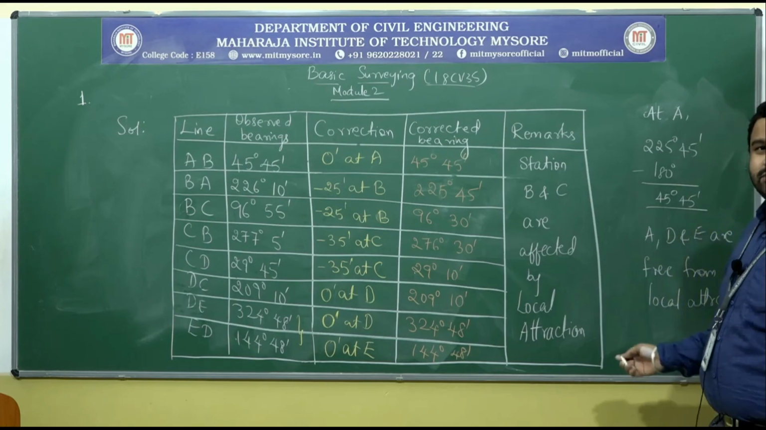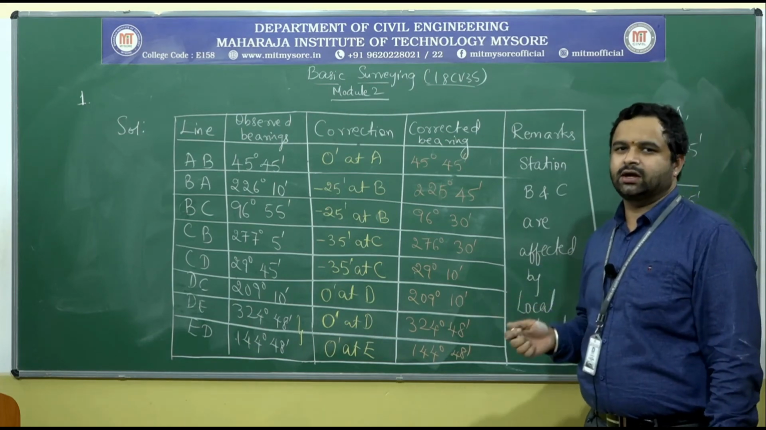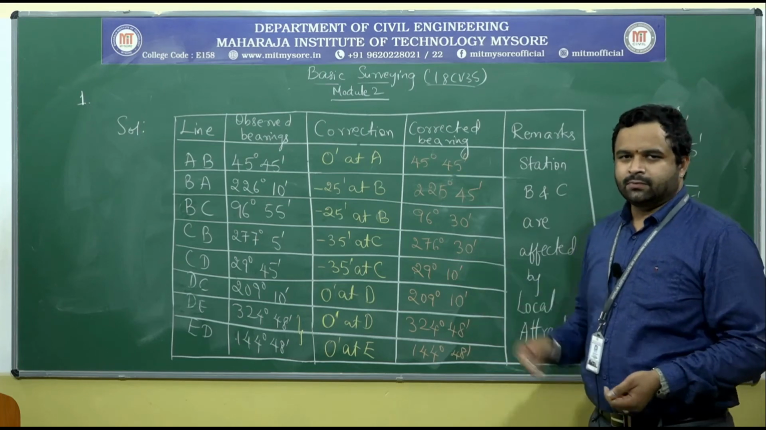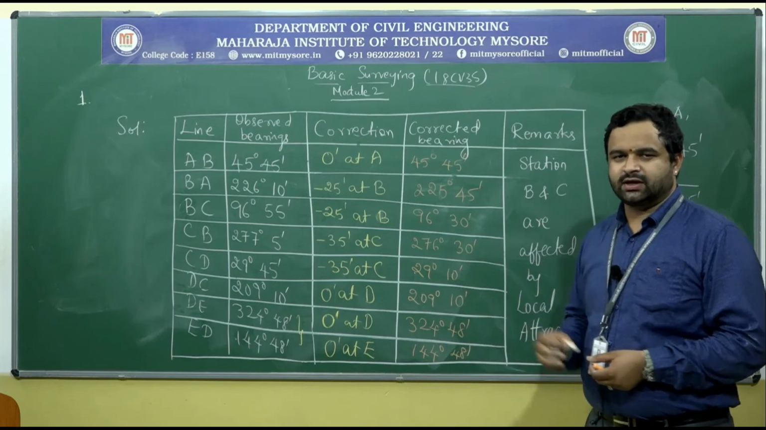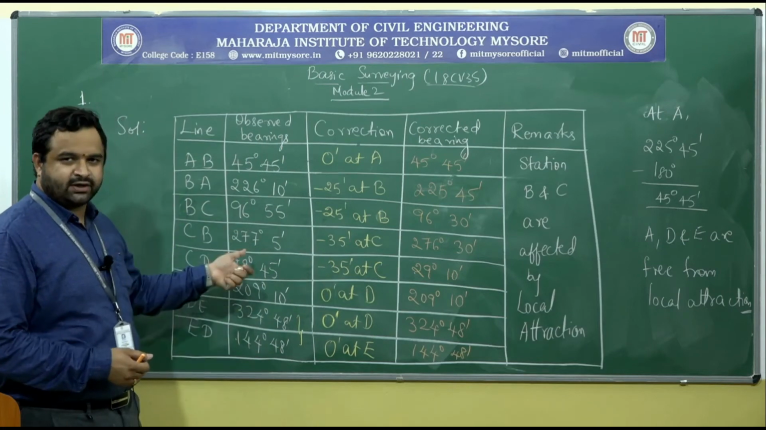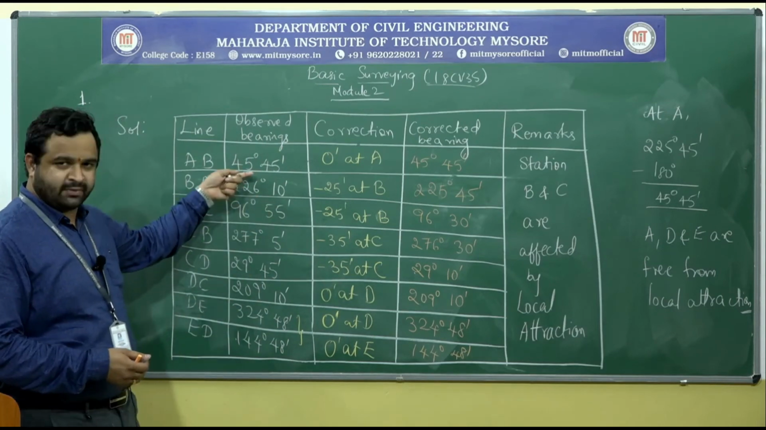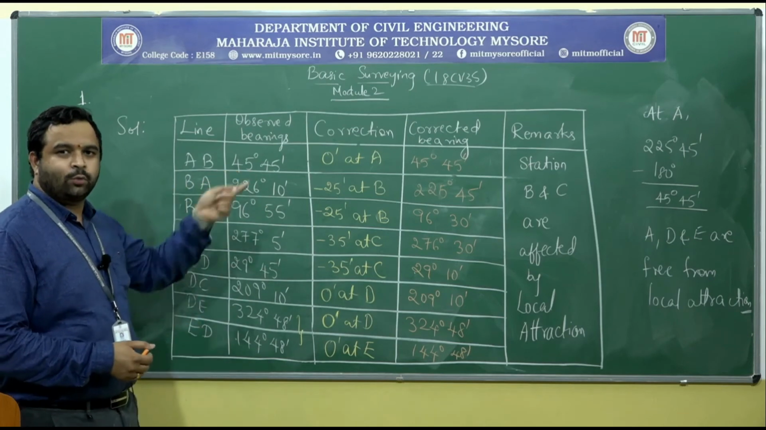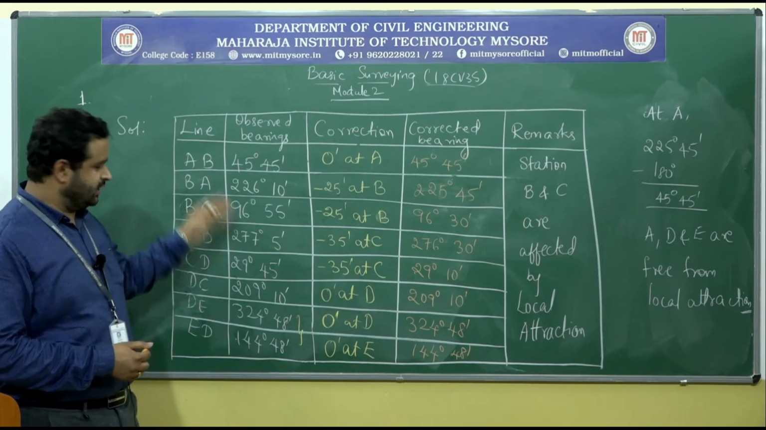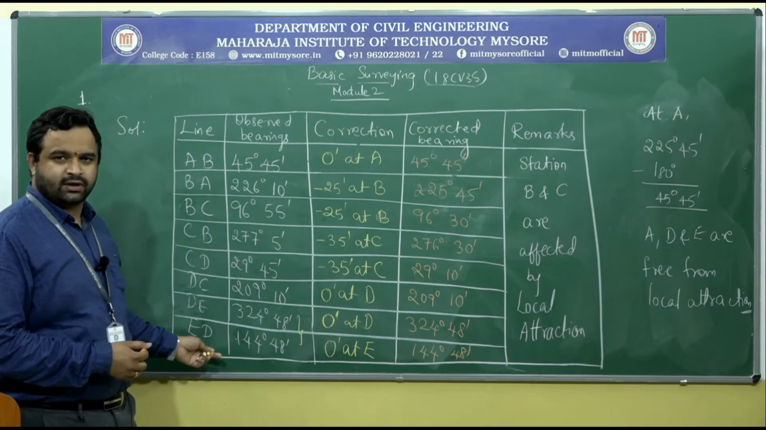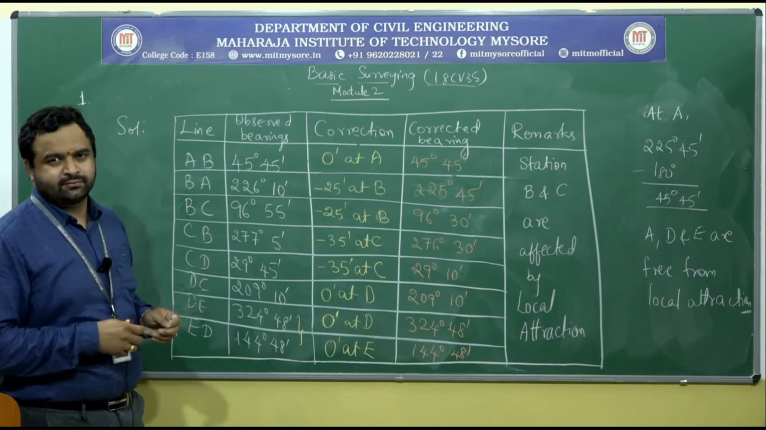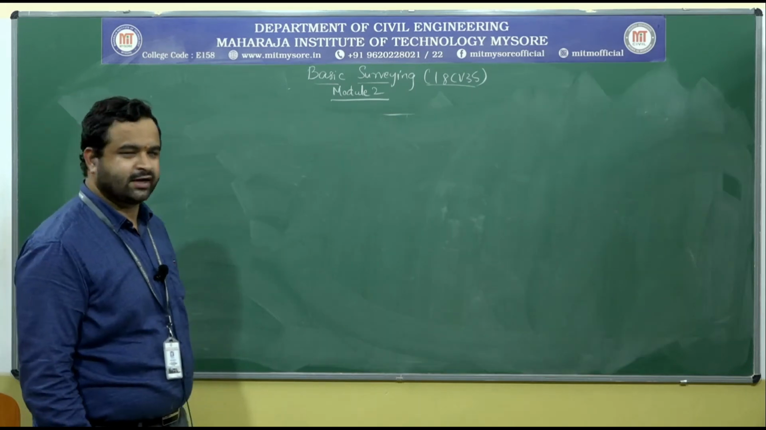Got it? So, this is how you suspect which station is affected by the local attraction and which is free from local attraction. Okay? So, this is your first problem. I hope you people have understood, so that I can move on to the next problem. So, if you observe these readings and try to plot it according to the whole circle bearings given, you will get an open traverse. You will get an open traverse. So, start from A and end at station E. Okay. Next problem which I am going to solve is related to closed traverse. Fine. So, let me move on to the second problem.